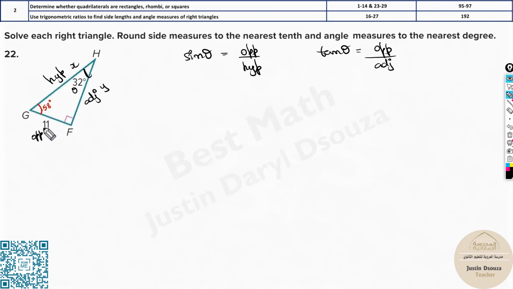It's going to be only this side, 11 itself, and hypotenuse will be x and adjacent will be y. Now I can solve them. Why? Because I know sine 32 degrees is the opposite side, 11, divided by hypotenuse, which is unknown, that is x. And here I have tan 32 degrees equal to opposite 11 over adjacent y. Now I can just substitute these in the calculator and get the answer. I'll show you the steps as well, both ways.